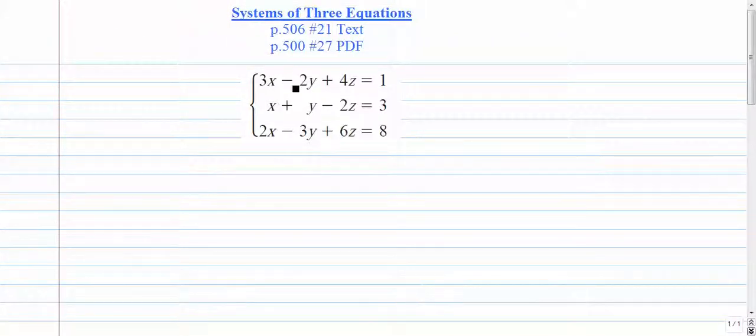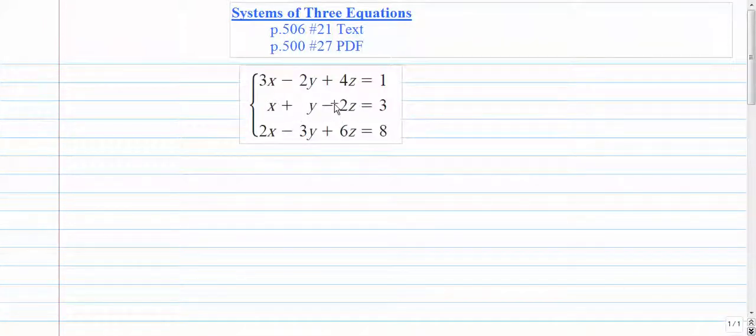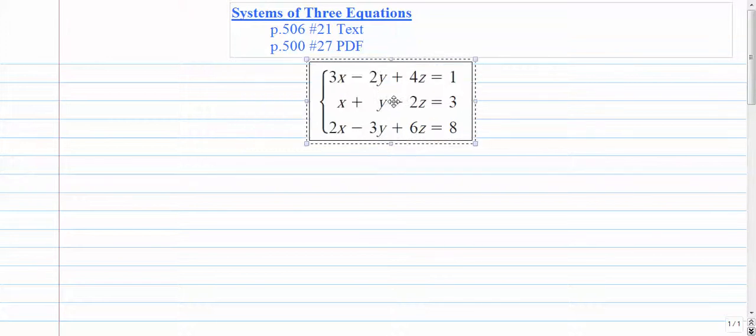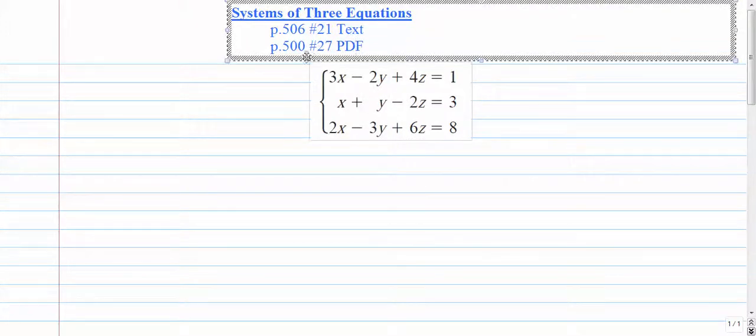Alright, so this is a specific question from your textbook that a student wanted me to go through. Page 506, number 21 out of the actual text. Page 500, number 27 if you're looking at the PDF file. I'm going to present to you two ways how to do this problem.